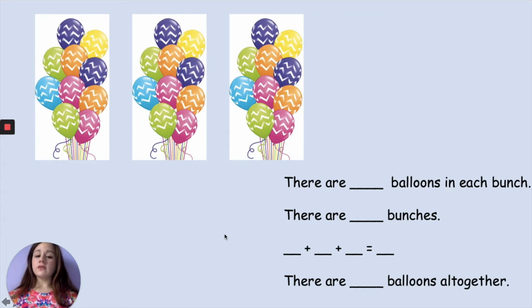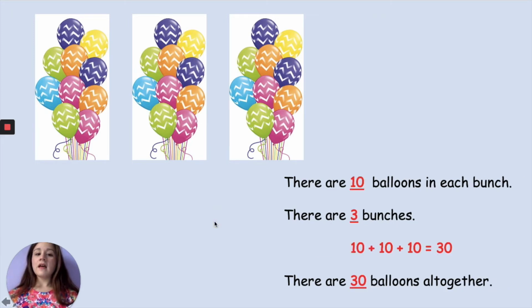Pause the video to finish your number sentence and then see how many balloons there are altogether. The answer is there are 10 balloons in each bunch. There are 3 bunches. 10 add 10 add 10. So we're adding it 3 times because we have 10 balloons and 3 bunches.